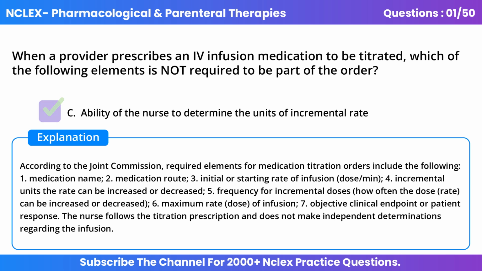According to the Joint Commission, required elements for medication titration orders include the following: 1. Medication name. 2. Medication route. 3. Initial or starting rate of infusion, dose per minute. 4. Incremental units. The rate can be increased or decreased. 5. Frequency for incremental doses. How often the dose, rate, can be increased or decreased.